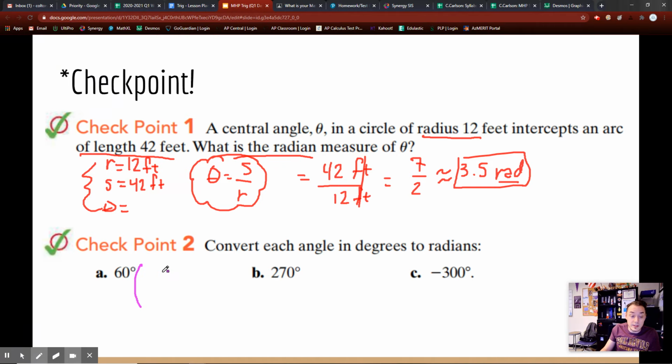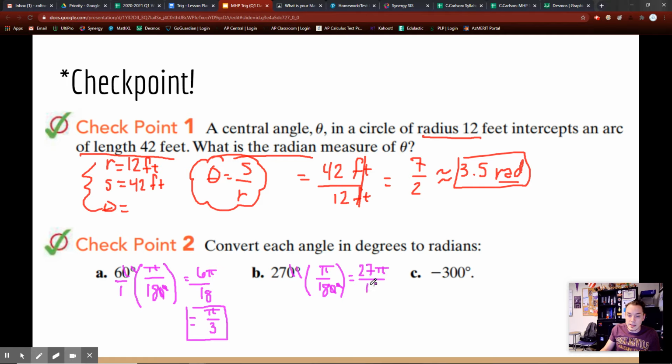So I'm going to convert this. This is degrees to radians, so I'm going to multiply by pi all over 180. Notice I'm not going to put the radians here; I'm going to drop those out, but that's okay. The degrees go poofy and the zeros go poofy, so this equals 6 pi all over 18, which reduces down to pi all over 3 radians. This one, pi all over 180 degrees. Degrees and 0 go poofy, so this is 27 pi all over 18, which reduces down to 3 pi all over 2.